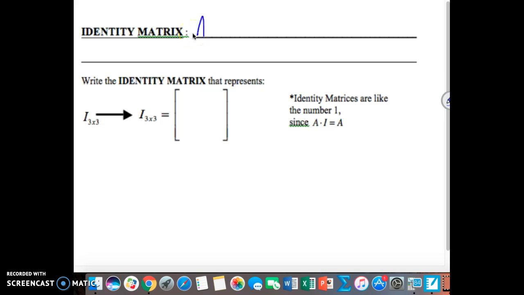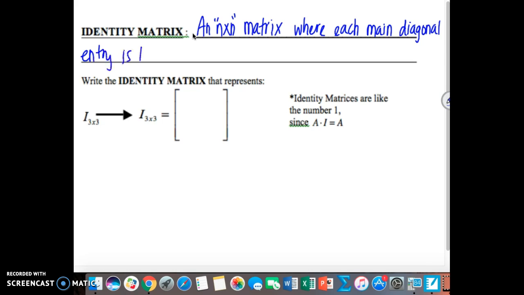An identity matrix is an n by n matrix, where the n by n is just the dimensions of the matrix. So it's an n by n matrix where each main diagonal entry is 1, and all other entries are 0.